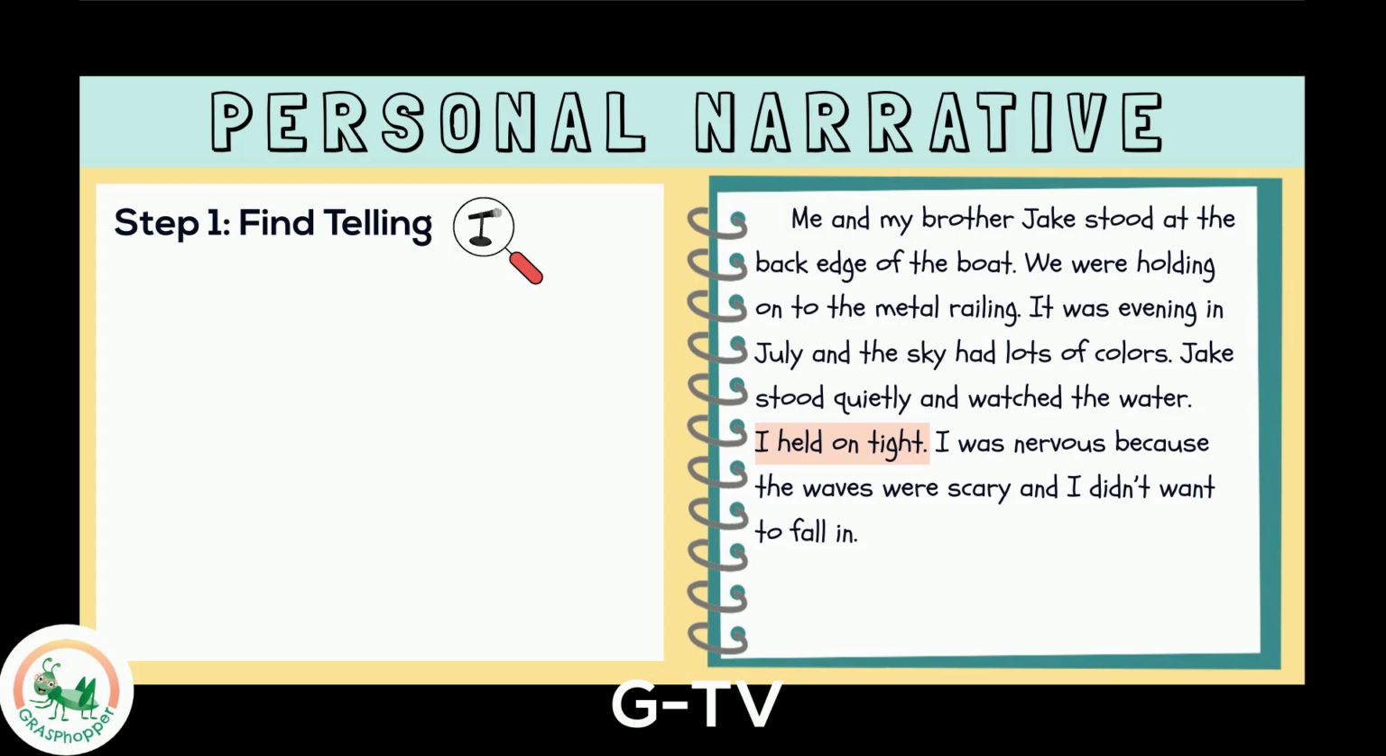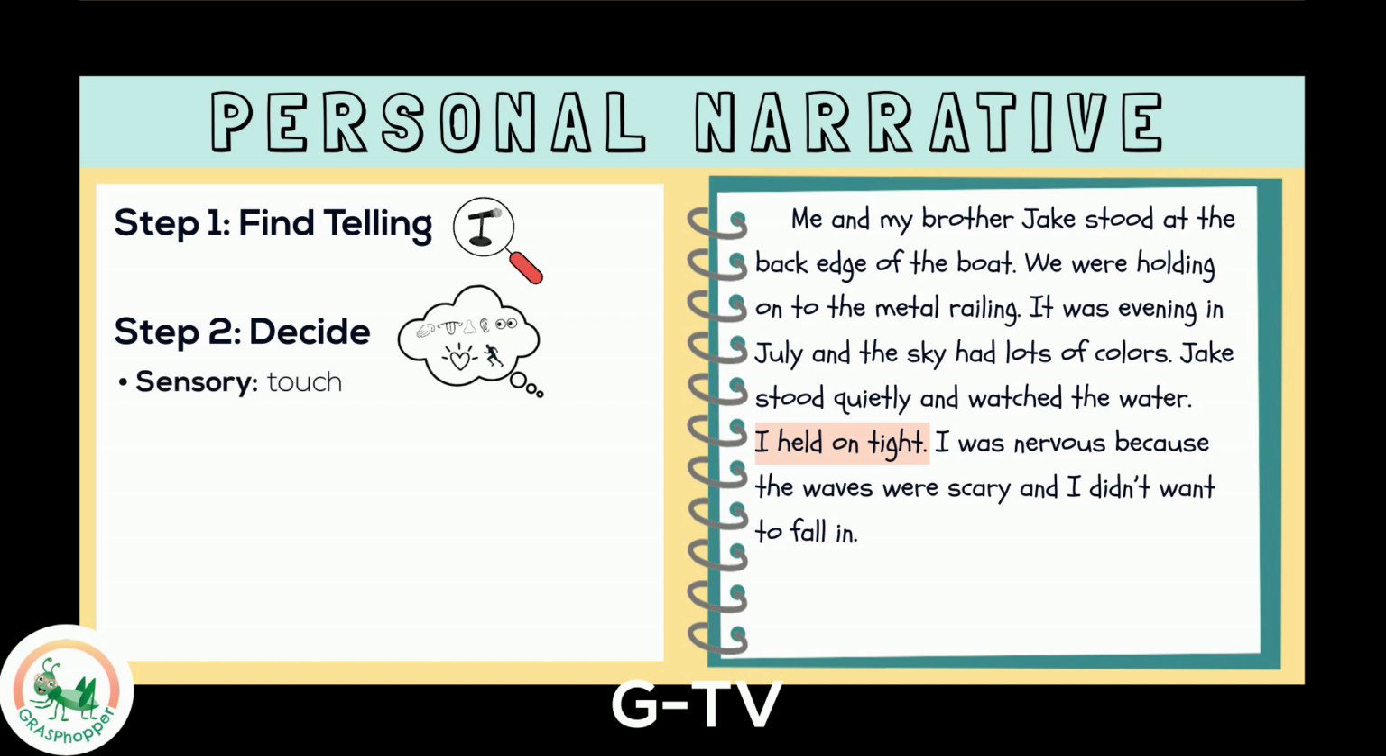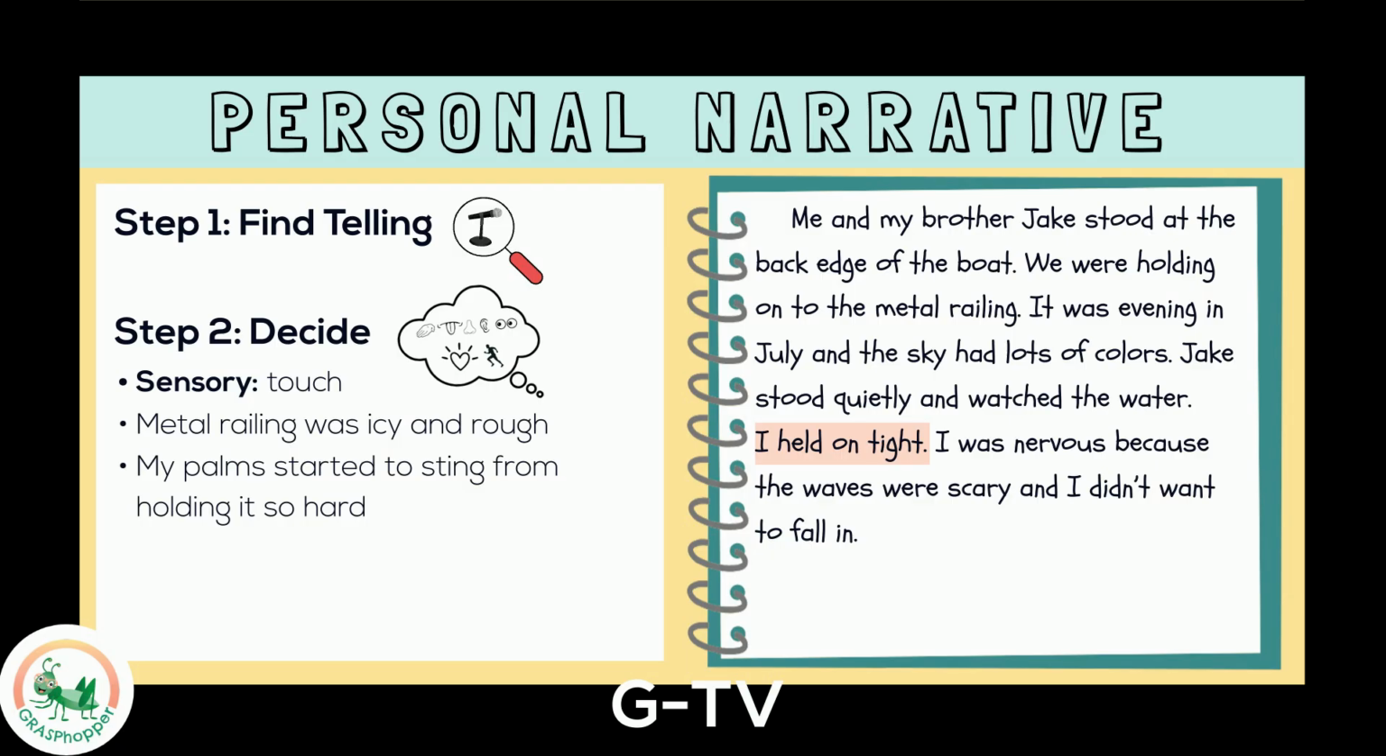Now that I found a telling sentence, I need to decide what to add. I'll use sensory details. Holding tightly goes well with the sensory detail of touch or feeling. So, what did it feel like when I held tightly? Well, I remember the metal railing was icy and rough, and my palms started to sting from holding it so hard.